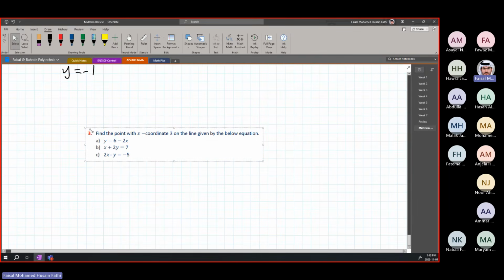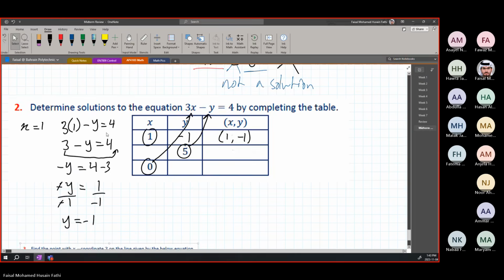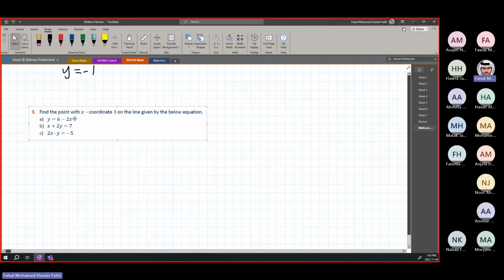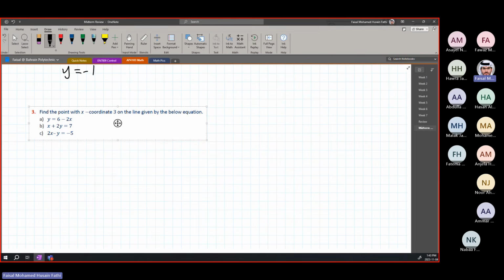Substitution. Find the point with x coordinate 3. It tells us x is equal to 3. Okay. Substitute for x here 3, for x here 3, for x here 3, and find the y. I'll just do the first example.